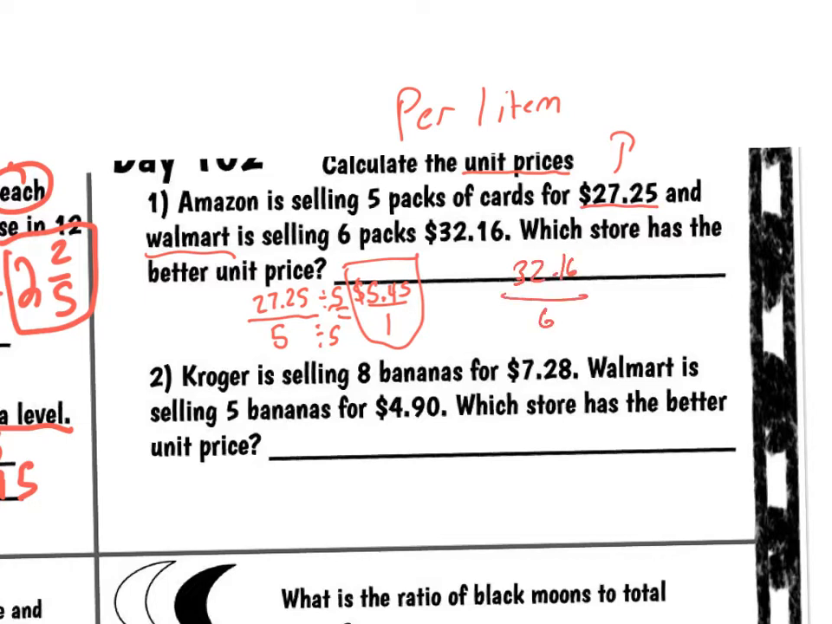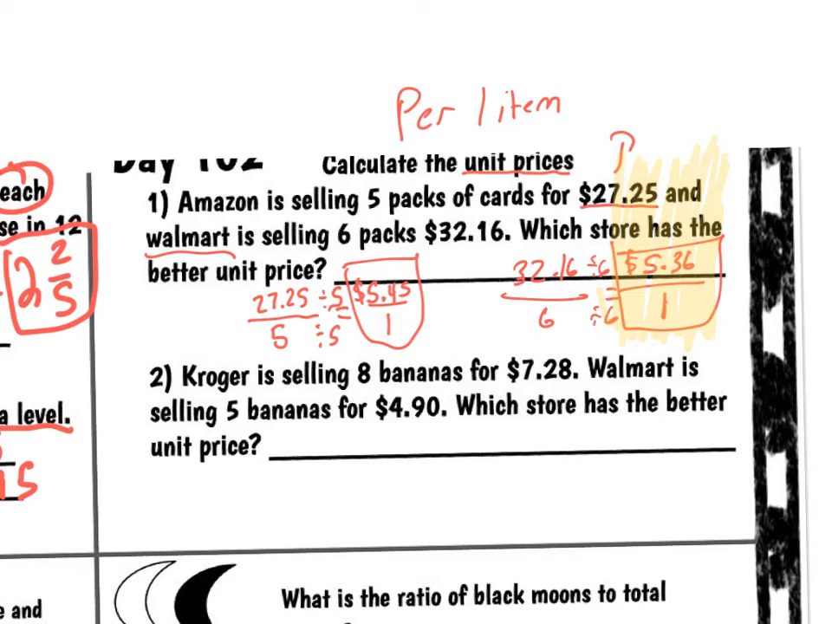Now we want to compare what Walmart is selling, and they do $32.16 over 6 packs. So you do $32.16 divided by 6, and you should get $5.36 over 1 pack, because we did that by dividing by 6 on both sides. So which store has a better unit price? It is Walmart, which is true. Walmart is typically cheaper than Amazon. Amazon is just a convenience.